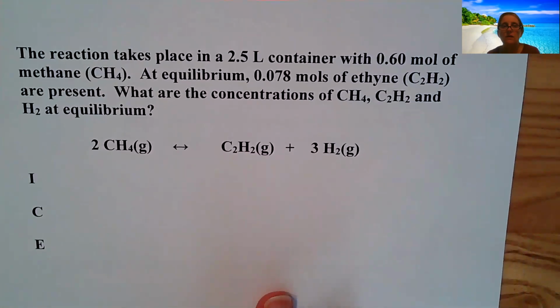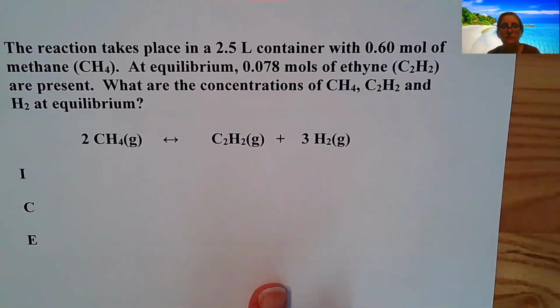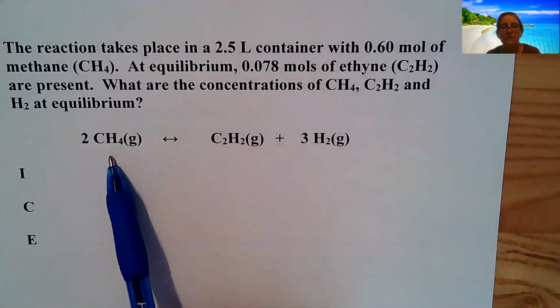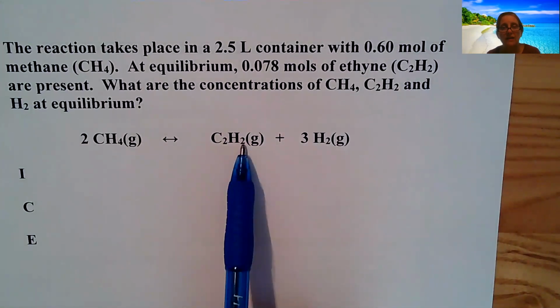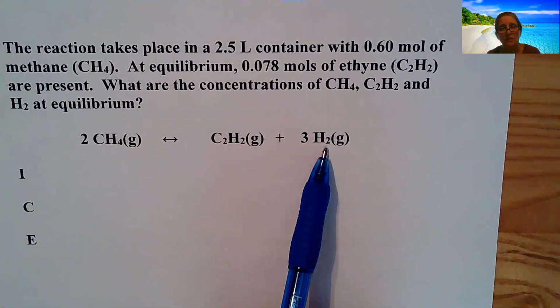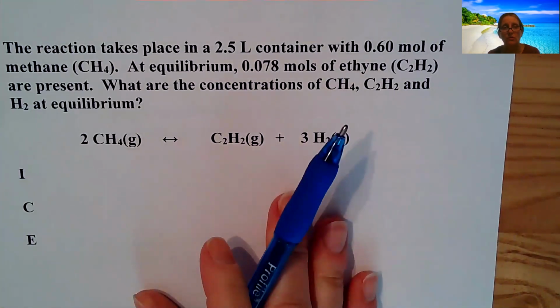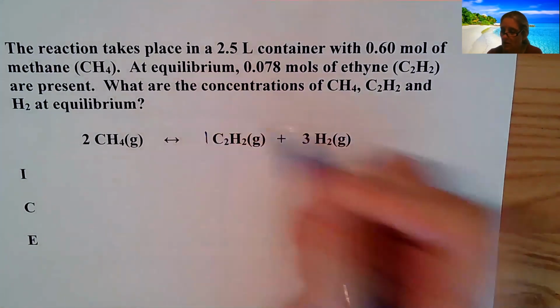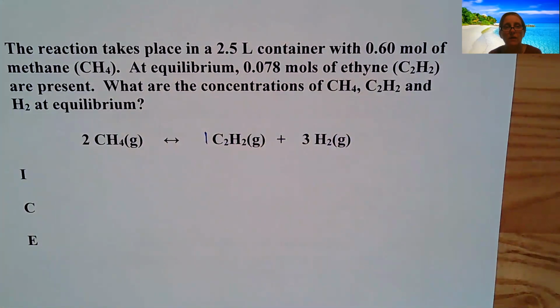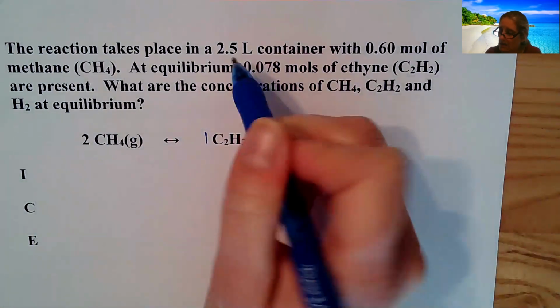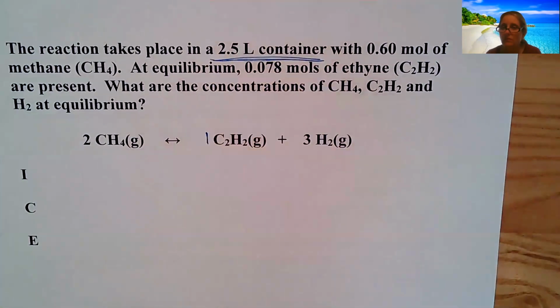Okay, so this next example, I have CH4, methane, going to ethyne and hydrogen gas. Okay, this one's a little bit more interesting because, again, things are not just 1-to-1 to 2. We have some other things taking place. Now, the additional information I'm giving you in this problem is that I'm in a 2.5 liter container.